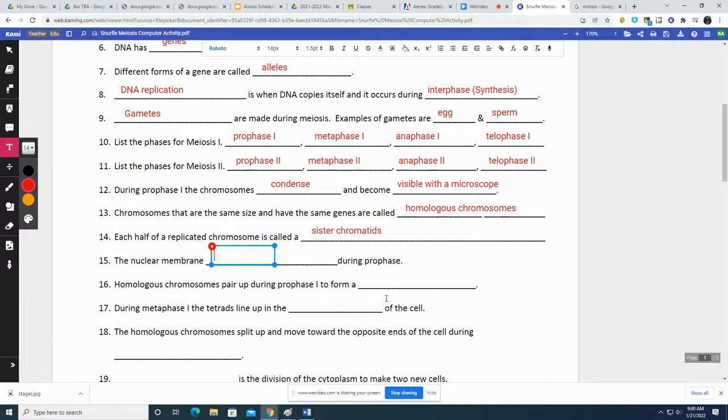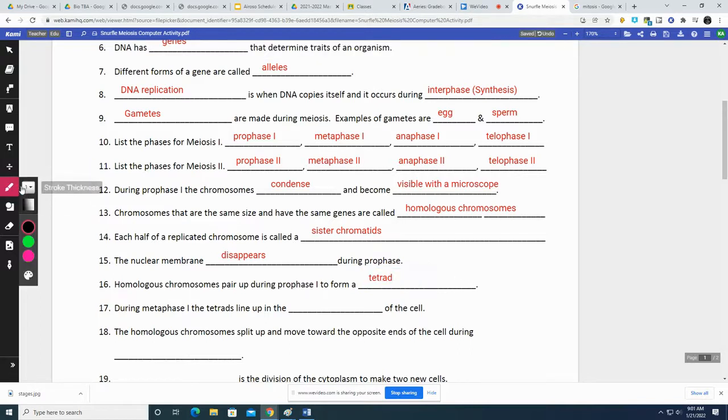During prophase, the nuclear membrane disappears. Nuclear membrane disappears during prophase. 16. During prophase 1, homologous chromosomes, remember those are the same size, they carry the same type of information, they pair up to form what's called a tetrad.